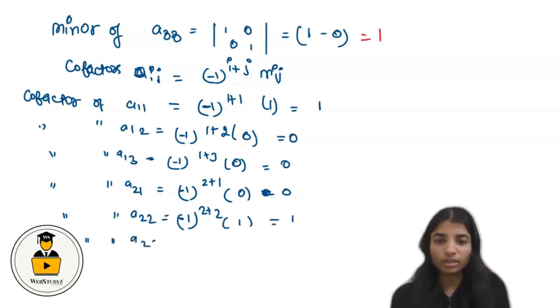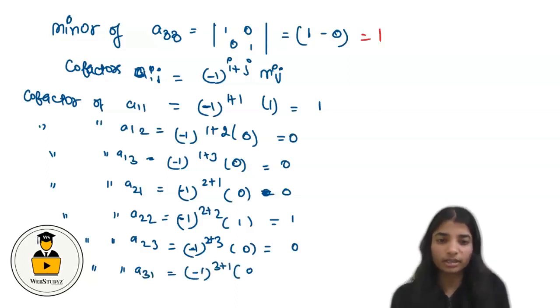The cofactor of A23 is equal to minus 1 raised to the power 2 plus 3 multiplied by its minor. Its minor is 0. So minus 1 raised to the power 5 is minus 1. Minus 1 multiplied by 0 is 0. Now in the same way, the cofactor of A31 is equal to minus 1 raised to the power 3 plus 1 multiplied by its minor. Its minor is 0. So minus 1 raised to the power 4 is 1, and 1 multiplied by 0 is 0.